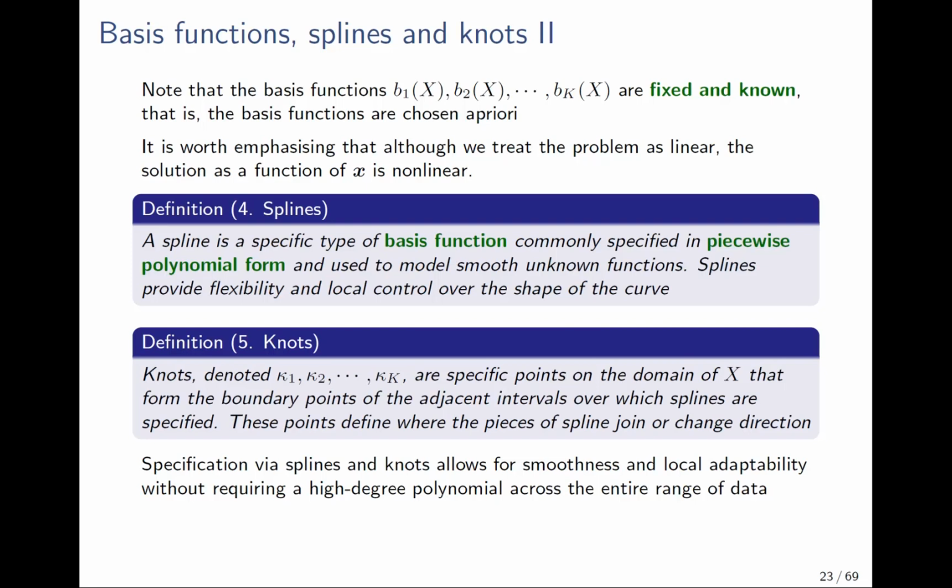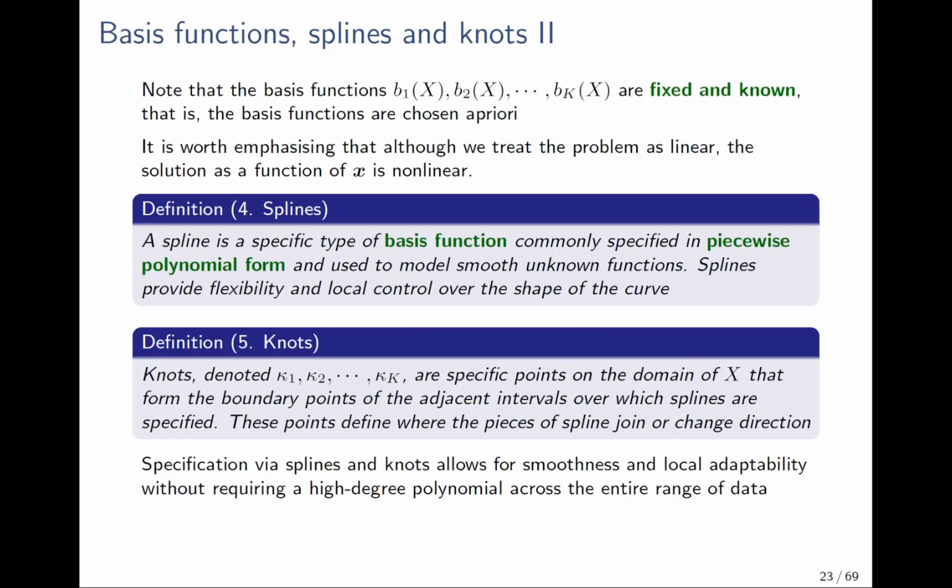Second definition, so the first is basis function. The second definition is just a specific type of basis function that we call a spline. And a spline is a piecewise polynomial form used to model smooth unknown functions. So it's a type of basis function specified in piecewise polynomial form. Splines provide flexibility and local control over the shape of the curve. And we'll see what this looks like in a minute.